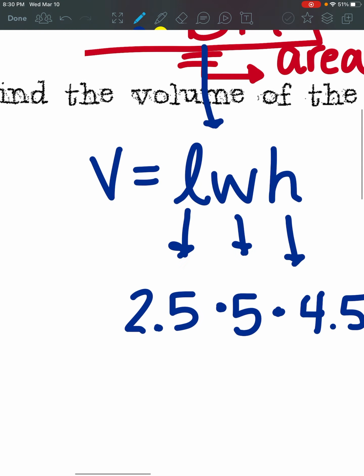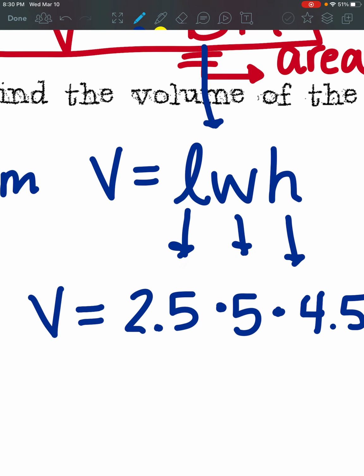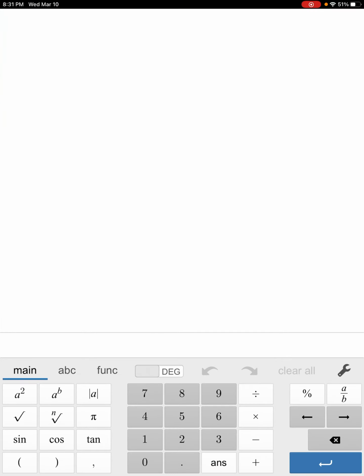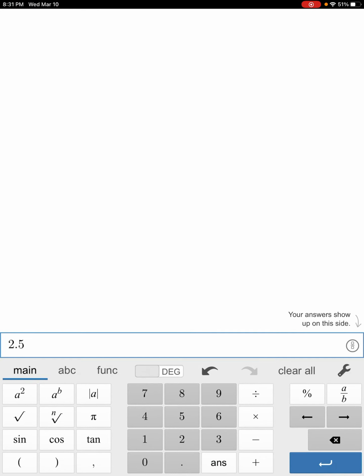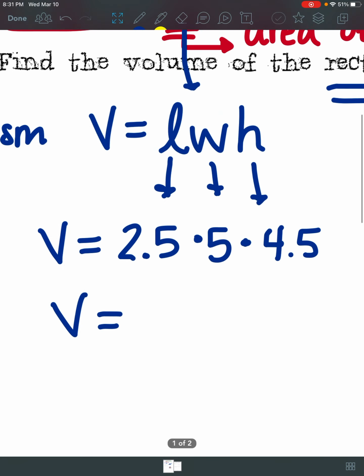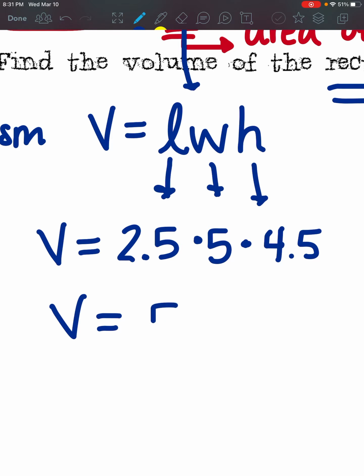And once you have now shown your work, what are we plugging into this formula? Well, our goal is to find the volume, so all we have to do is put 2.5 times 5 times 4.5 into our calculator. So 2.5 times 5 and times 4.5. We get 56.25.